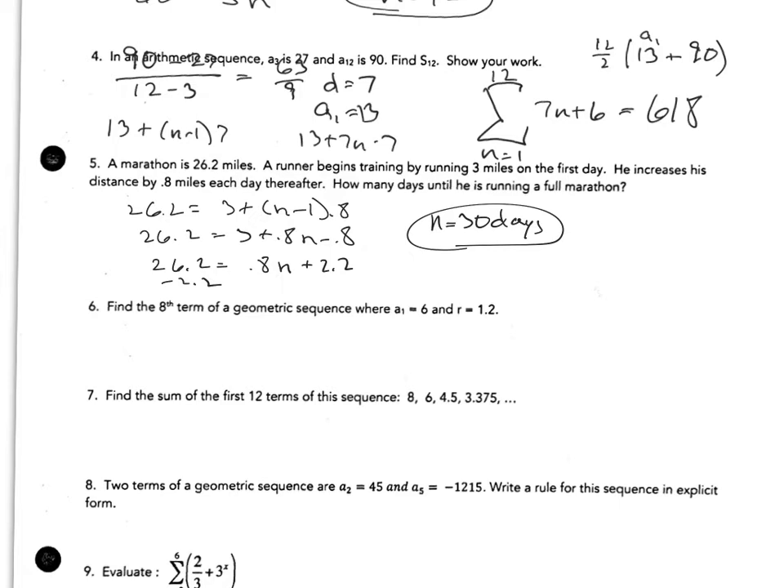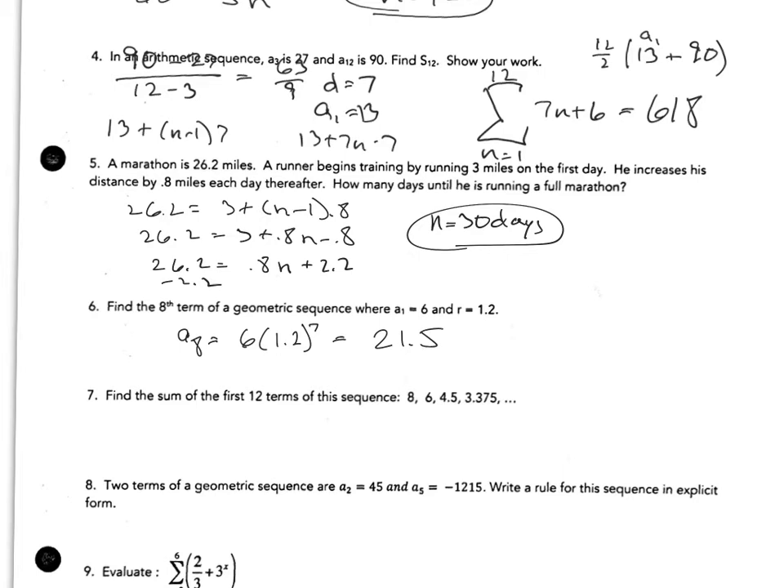Now we're going to switch to geometric. So a sub 8 is equal to the first term, 6 times the ratio, 1.2, to the n minus 1, which is 7. Throw that in the calculator, we get 21.5.